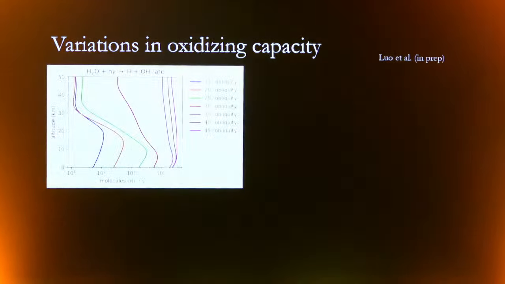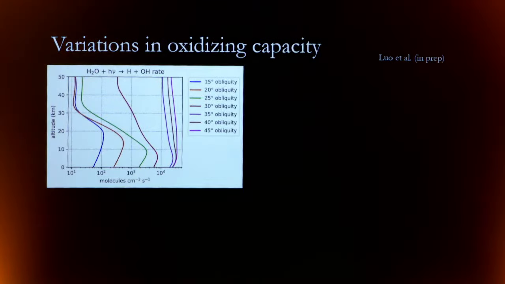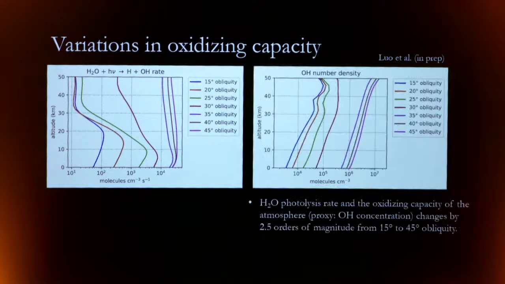So we find that as we change the obliquity, because the water vapor content in the atmosphere changes, the water vapor photolysis rate also changes a lot by many orders of magnitude, which results in oscillations of OH concentration in the atmosphere by many orders of magnitude. Because OH is the strongest oxidant in the atmosphere, this implies that the oxidizing capacity of the atmosphere changes a lot when the obliquity varies.